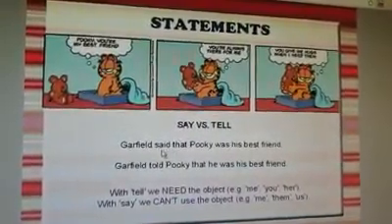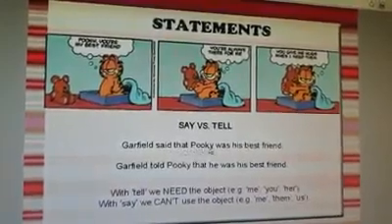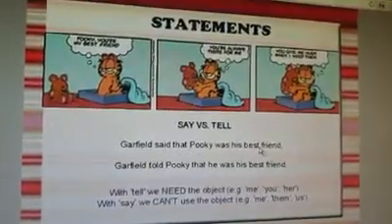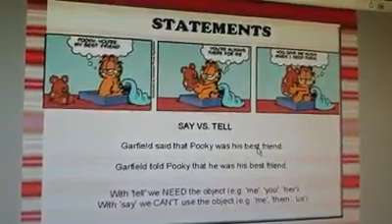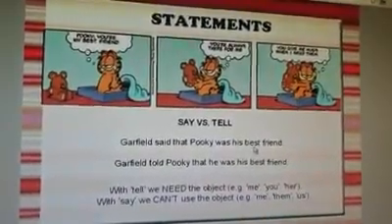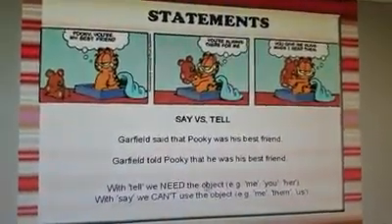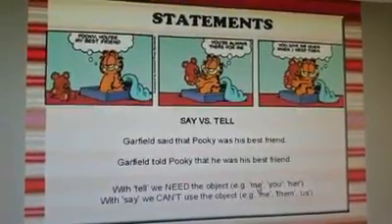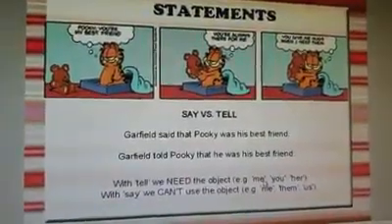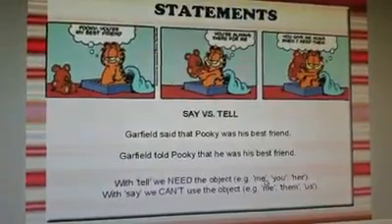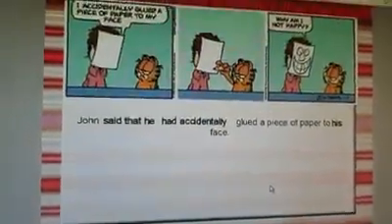For example, Garfield said that Pookie was his best friend. Garfield told Pookie that he was his best friend. So, with tell, we need the object, for example, me, you, her. With say, we can't use the object, me, them, us.